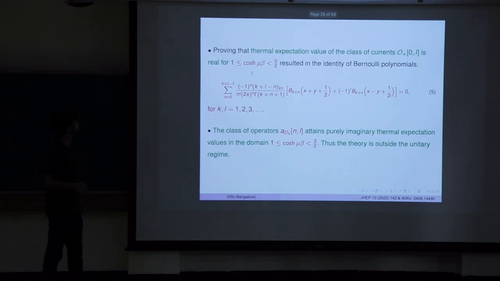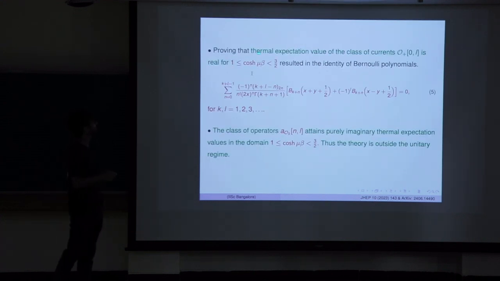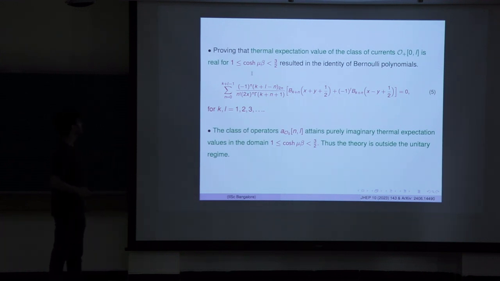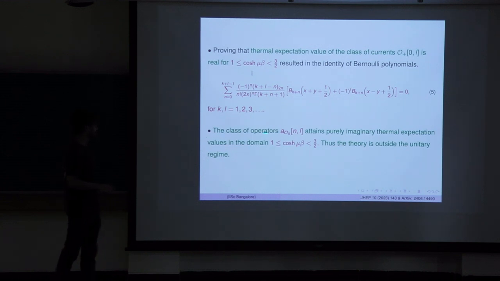We have also proved that the thermal expectation values of the class of currents O plus are real for chemical potential lying in this range, and that resulted in a non-trivial identity of Bernoulli polynomials given here. The class of operators O naught attains purely imaginary thermal expectation values in the same domain. Thus the theory is outside the unitary regime.